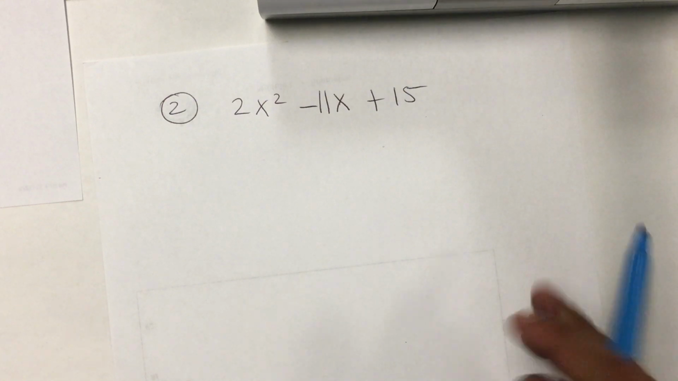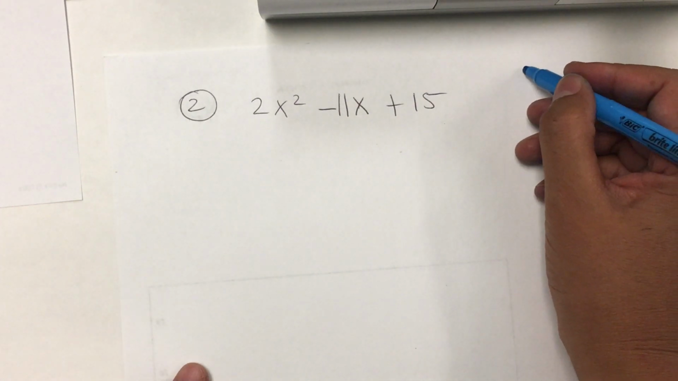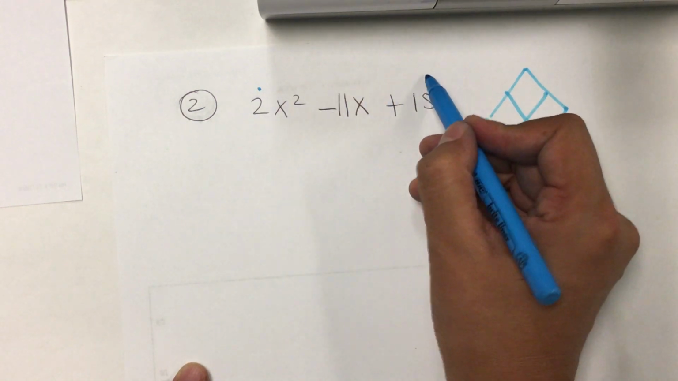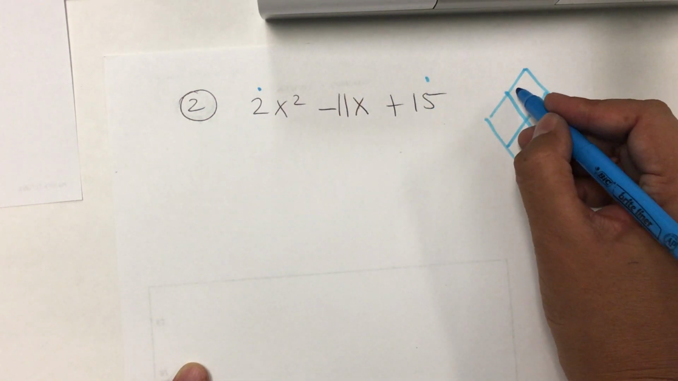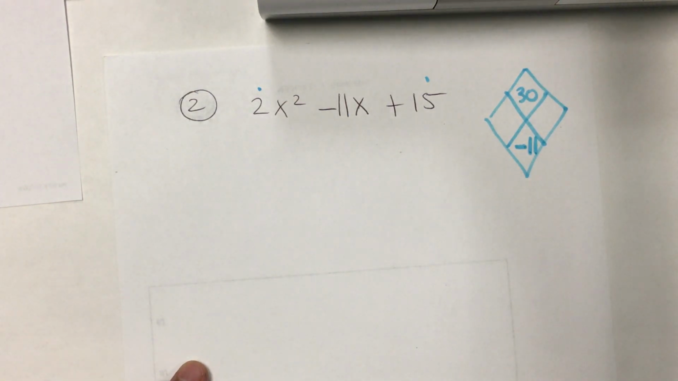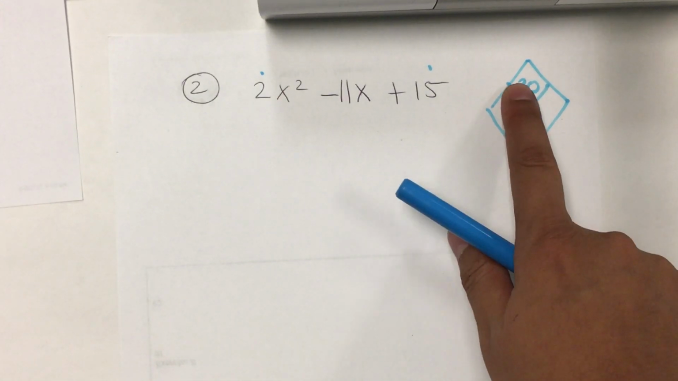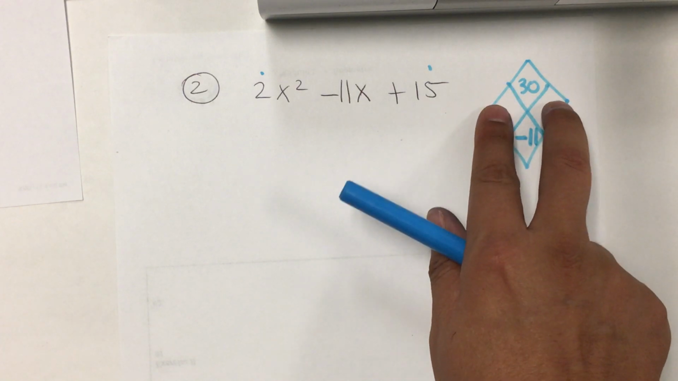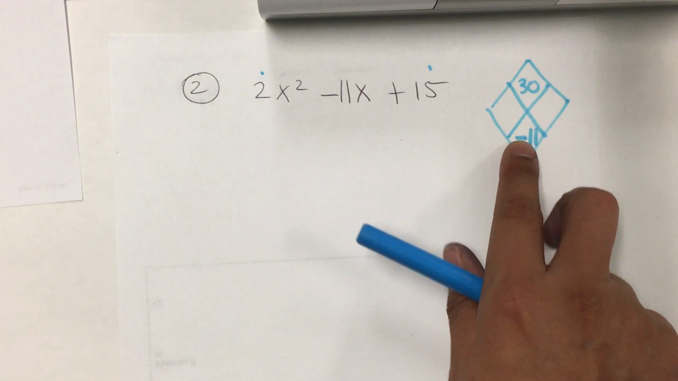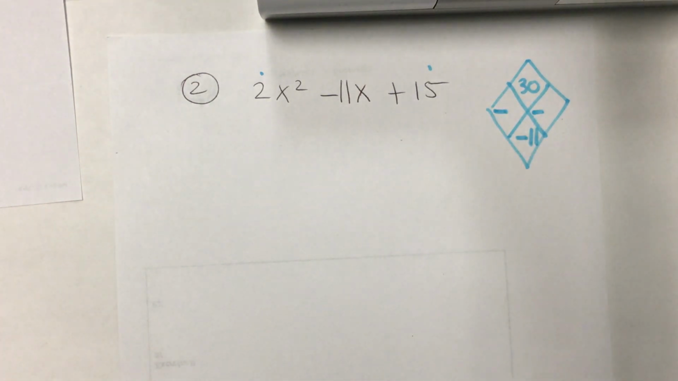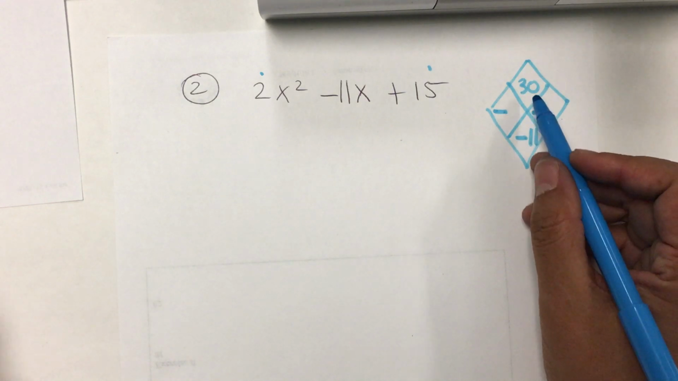Again, the first thing you want to do is multiply a times c. So a times c, 2 times 15 is 30, and then leave b here, which is negative 11. So when we have a negative down here and a positive up here, if it's positive, that means that both of them are either positive or both are negative. Since this is negative, that means that both are going to be negative factors. And so what 2 numbers multiply equals 30?